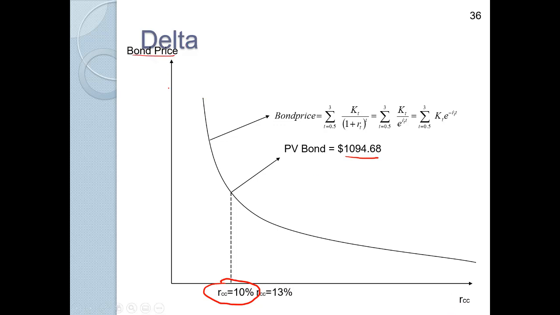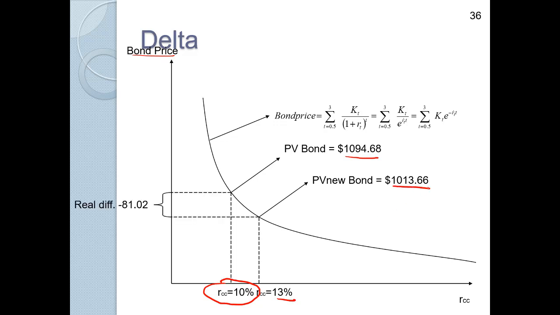Now let's imagine that interest rates go up to 13%. That's 300 basis points. And then the new price of the bond is going to be 1013. So that means that the real difference, and the reason I call it real is because these two bonds were priced with the formula, the real change in the bond price is going to be minus $81.02. So rates go up by 300 basis points, bond goes down by $81.